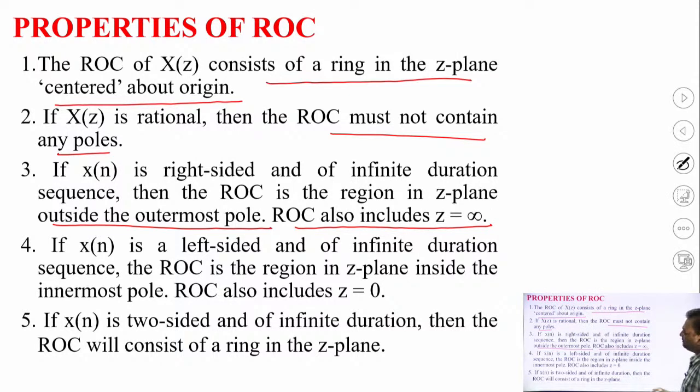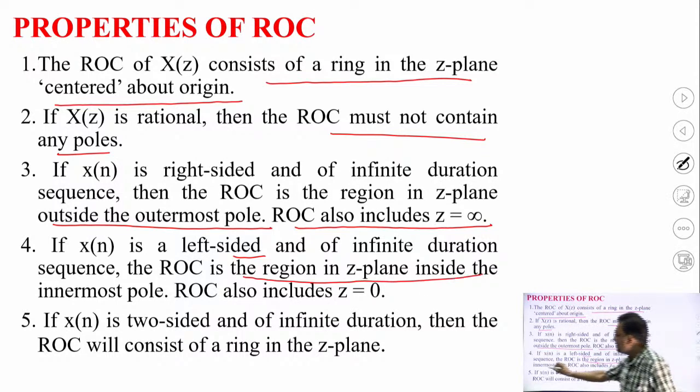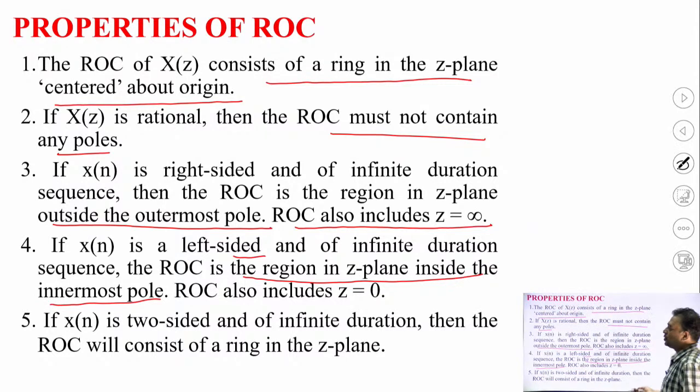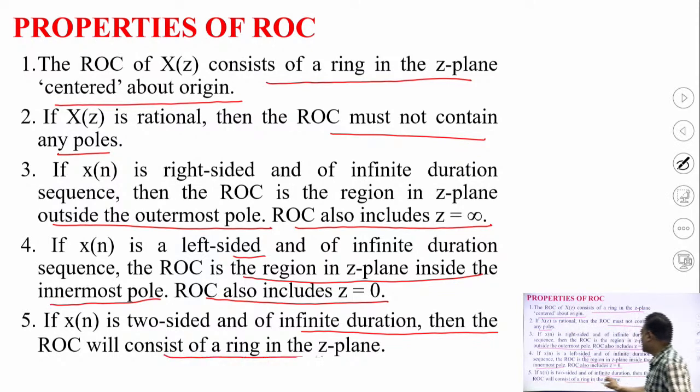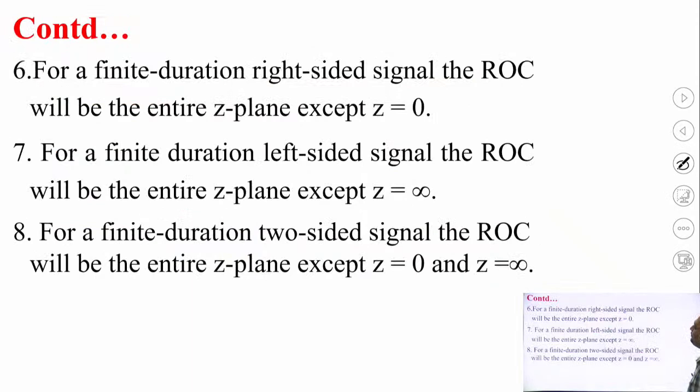And other than this, if x(n) is a left-sided signal of infinite duration, the ROC is the region in the z plane inside the innermost pole. Again, it may happen that more than 2 anti-causal signals are there, so the minimum value of the pole will be taken as the innermost pole. Okay, so the ROC in this case also includes z equals 0. Now if x(n) is two-sided and of infinite duration, then the ROC will consist of a ring in the z plane. Okay, this is another property.